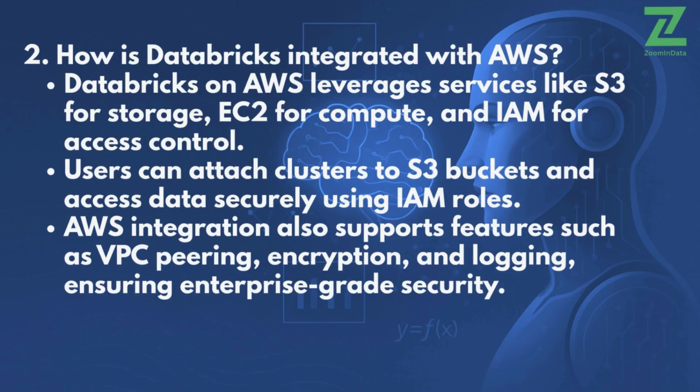How is Databricks integrated with AWS? Databricks on AWS leverages services like S3 for storage, EC2 for compute, and IAM for access control. Users can attach clusters to S3 buckets and access data securely using IAM roles. AWS integration also supports features such as VPC peering, encryption, and logging, ensuring enterprise-grade security.